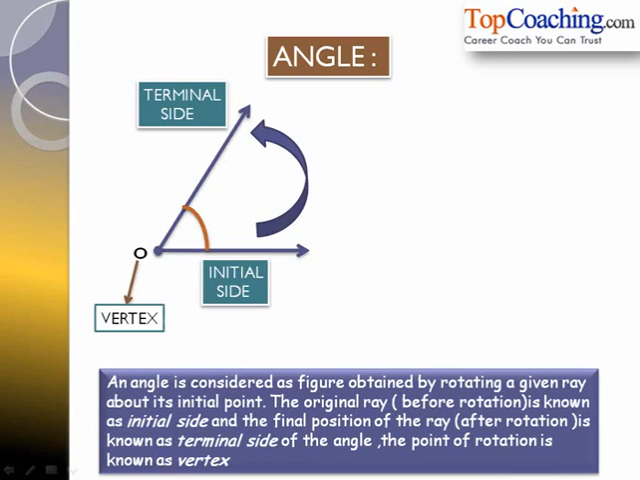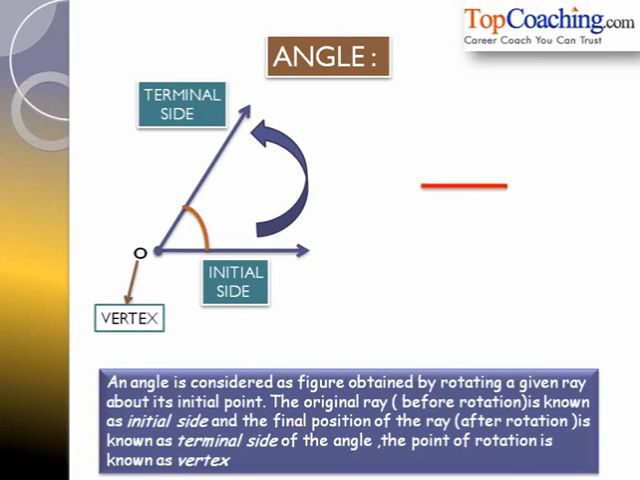The original ray before rotation is known as the initial side, and the final position of the ray after rotation is known as the terminal side. So this is the final side and this is known as the terminal side. Also, the point of rotation, we have seen this ray is rotated about this point. So this point is known as the vertex. Now this figure is formed when the ray is rotated in an anti-clockwise direction.